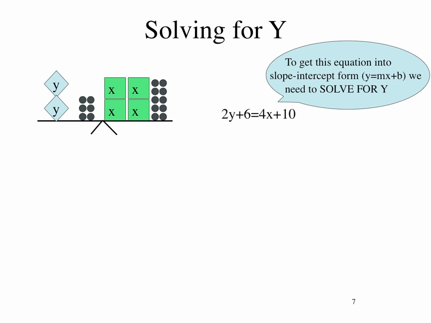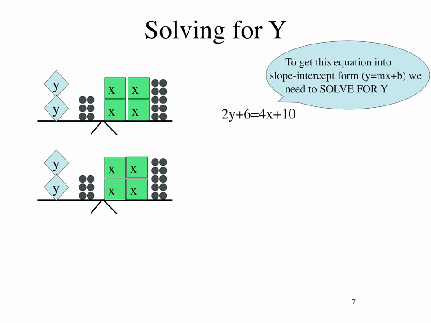Now in the next step, what we're going to do is take this equation and subtract the same thing from both sides. So I notice that there are 6 marbles on the left and 10 on the right. So I can take 6 away from the left, and to keep it balanced, I have to take 6 away from the right. So now the algebra for my equation looks like this. I have 2y on the left equals 4x plus 4. I got there by subtracting 6 from both sides.